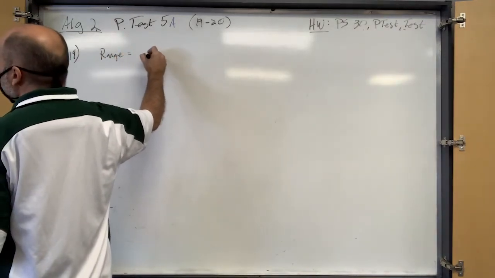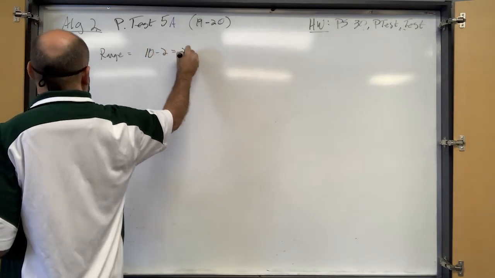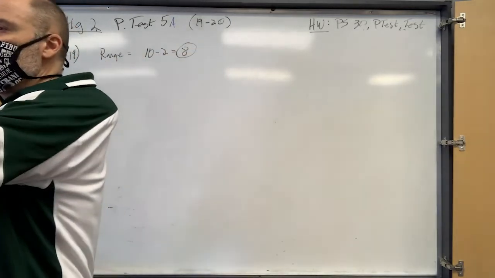So range equals the biggest number minus the smallest number. So 10 minus 2 is 8. Boom, you're done. 8.